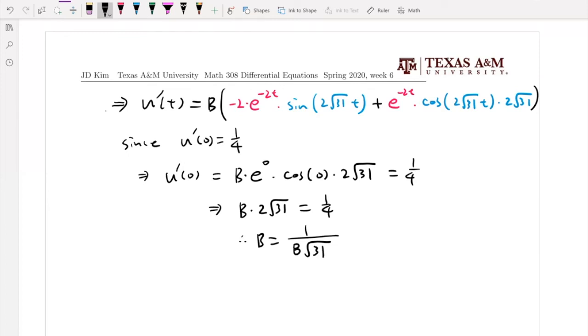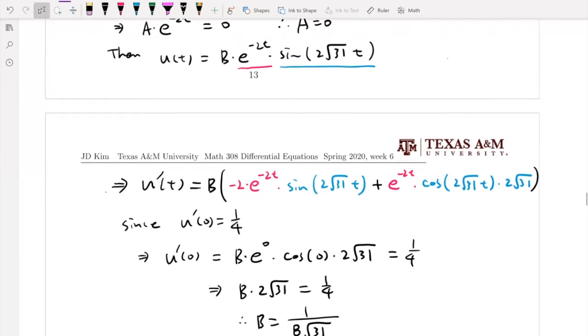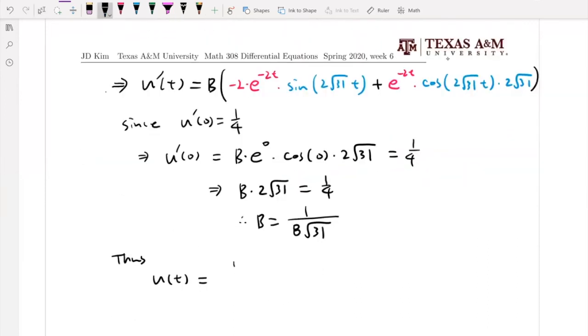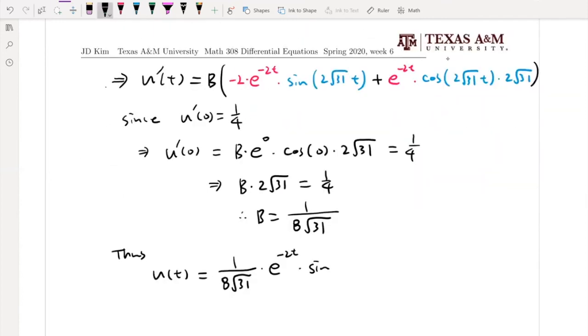Okay, so let me update my solution. u(t) is equal to, what was it? There we go. 1/8 square root of 31 times e to the minus 2t with the sine function, sine of 2 square root of 31 t. That's it. This is my solution curve. Then look at that.